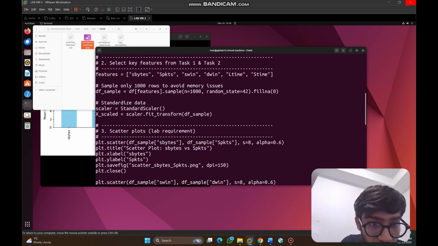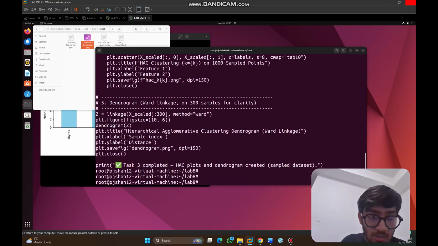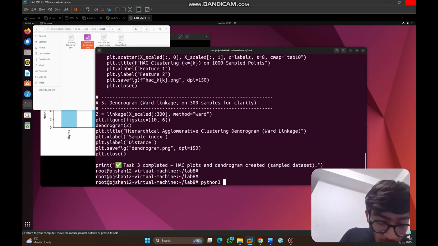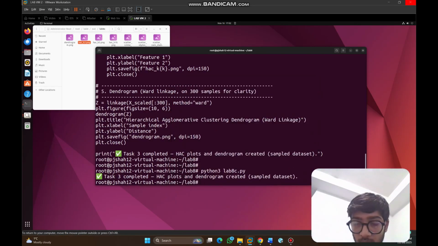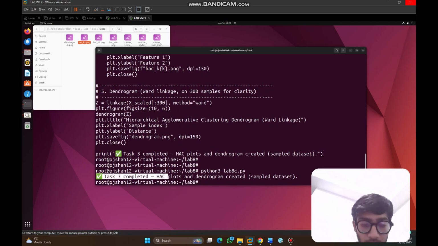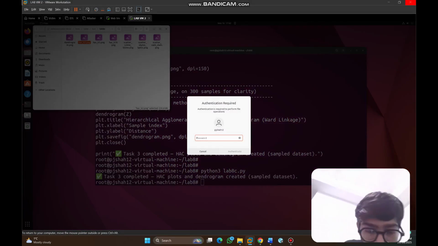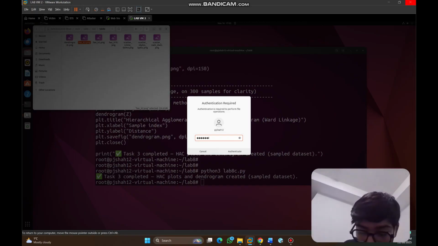As you can see over here, it's going to run this and generate some plots. So let's move on to that. Let's run Python. As you can see, I just started running the task 3 script, and it has been run perfectly, completed, and it created all the plots and graphs. So now let's look at the graphs. Let's start with k equal to 2.